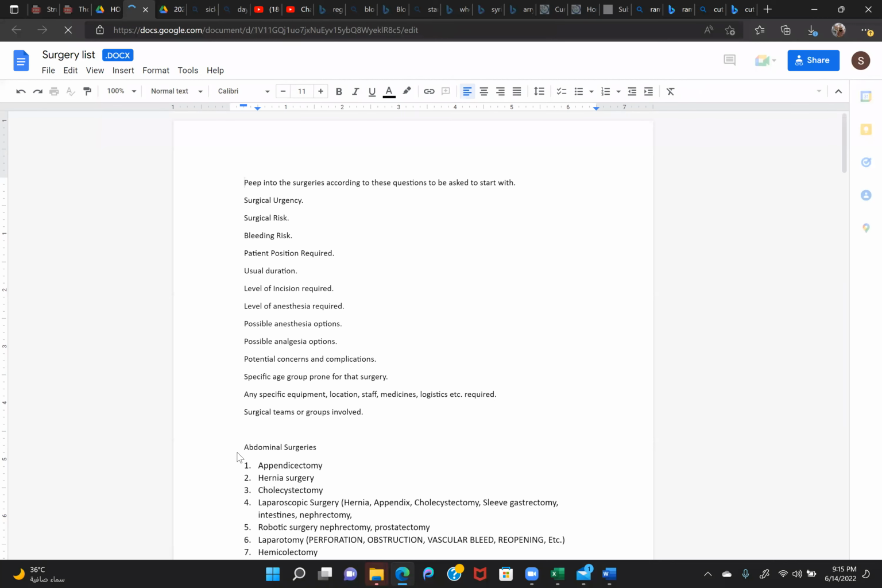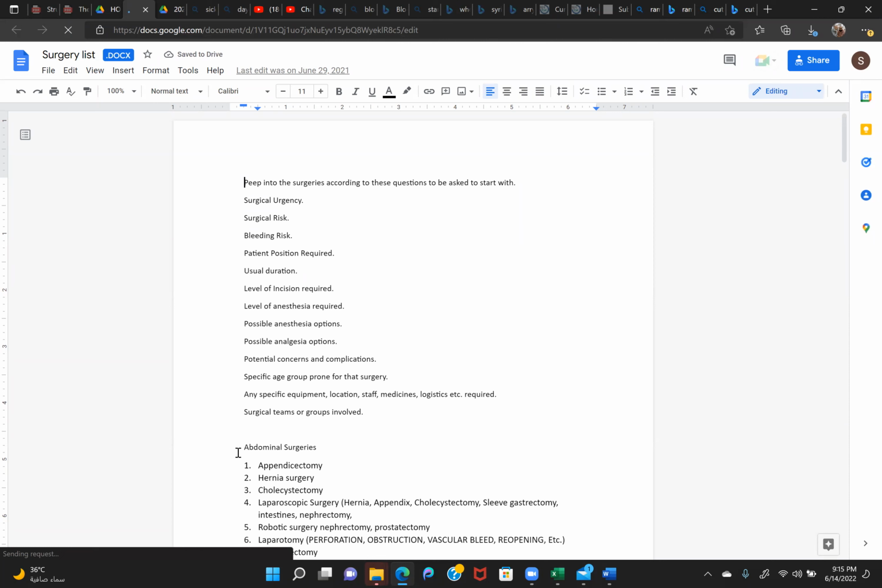For the surgical aspect, you have to consider: surgical urgency, surgical risk, bleeding risk, patient position required, usual duration, level of incision required, level of anesthesia required, possible anesthesia options, possible analgesia options, potential concerns and complications, specific age group prone to that surgery, and any special equipment or logistics required. Whenever you discuss any surgery from an anesthesia perspective, if you have these things in your mind, your points will not finish before the time does.